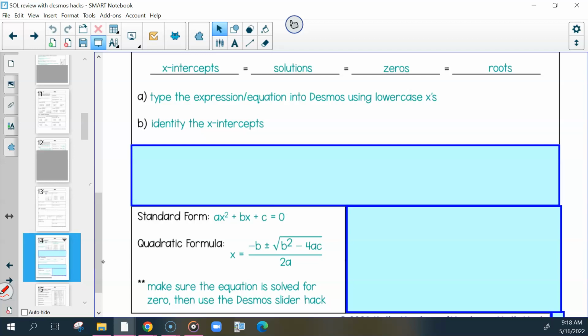X-intercepts equals solutions, which equals zeros, which equals roots. Those are all interchangeable. Don't let those words trip you up. If you get a quadratic, you can type in the expression or equation into Desmos using lowercase x's and then identify the x-intercepts by looking at where it crosses the x-axis.